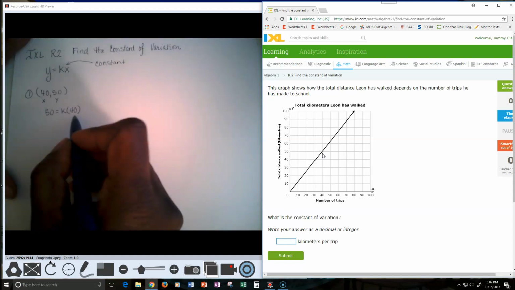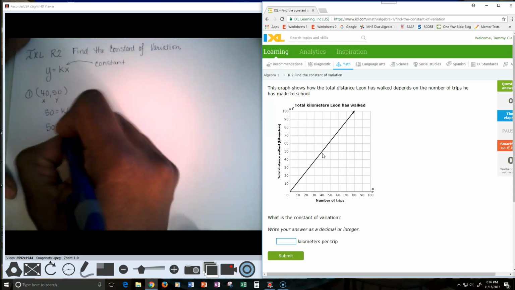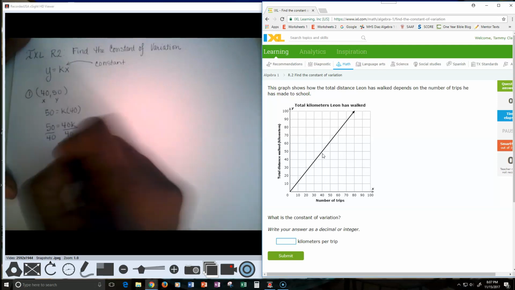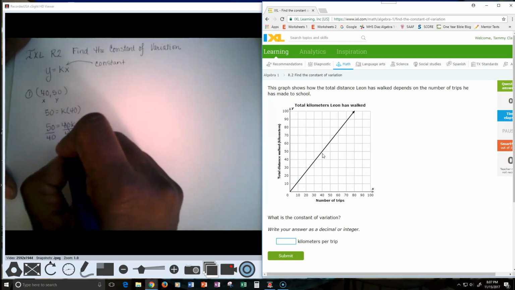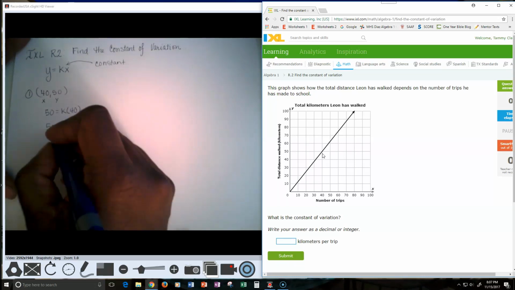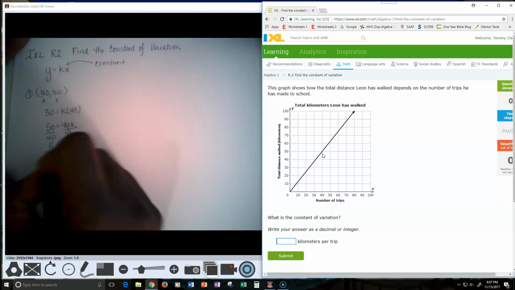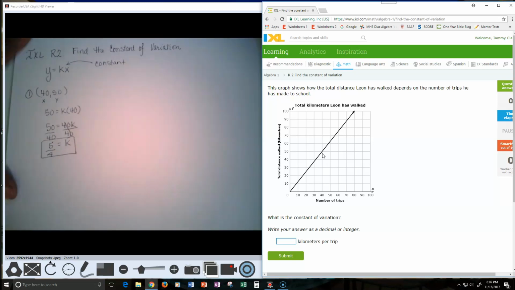If this looks weird to you, just rewrite it as 50 equals 40k. Divide by 40 on both sides of the equation. So that means that 40 divided by 40 is 1, and k would equal 50 divided by 40. Well, we can reduce each one of these by 10, so that would be 5 over 4. So our constant of variation would be 5 over 4.